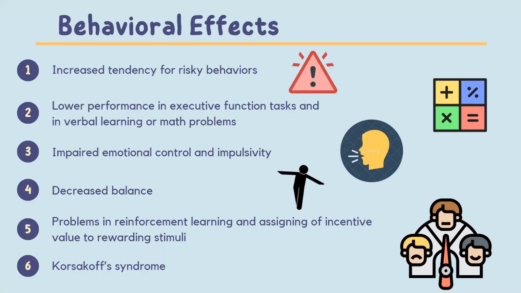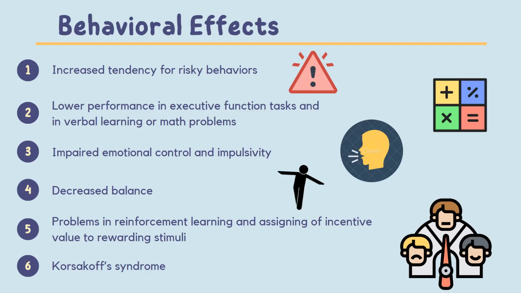Behavioral effects. According to research, teenagers with a history of alcohol consumption show a higher tendency for risky behaviors, and they perform worse on executive function tasks like attention, working memory, and visuospatial tasks. They also perform worse on verbal learning and arithmetic tasks. This makes sense considering that target brain structures affected by alcohol, which we mentioned before, are involved in these tasks, like the frontal, temporal, and parietal cortices and the hippocampus.